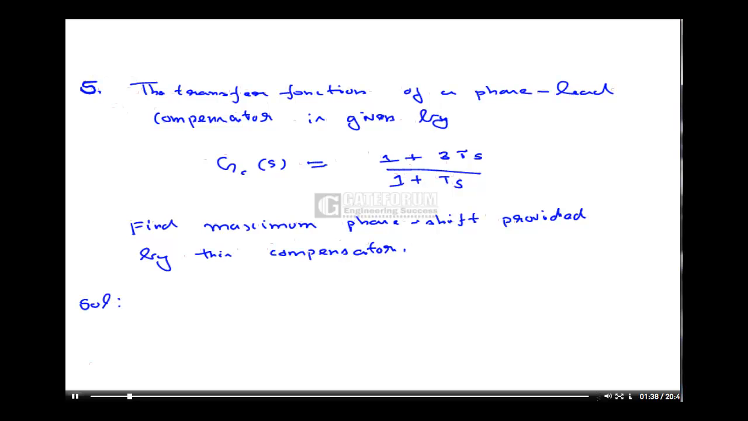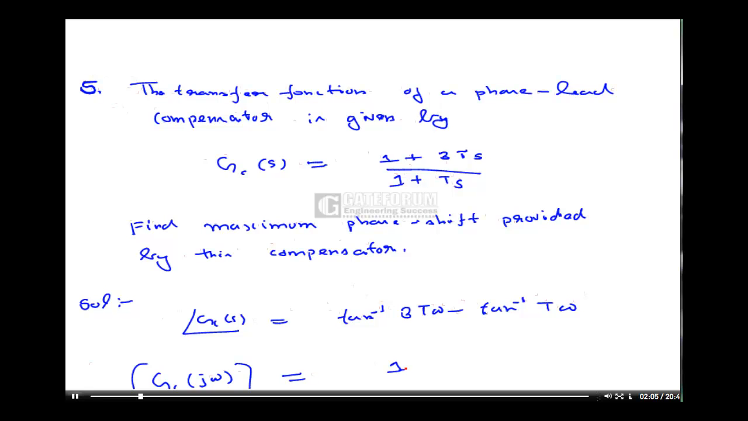See the solution. Now, if we look at the phase of this, it is equal to tan inverse 3T omega minus tan inverse T omega. Because I can write my G(s) in terms of G(j omega) as (1 plus j 3T omega) upon (1 plus j T omega). From this I can derive this.